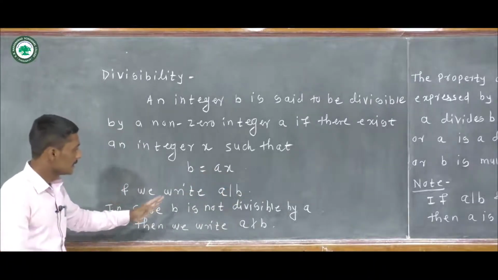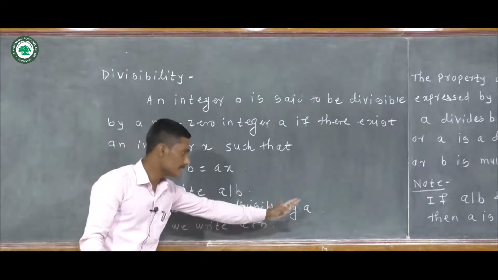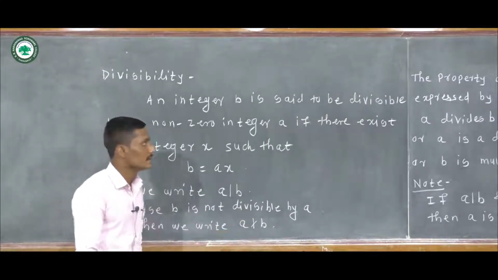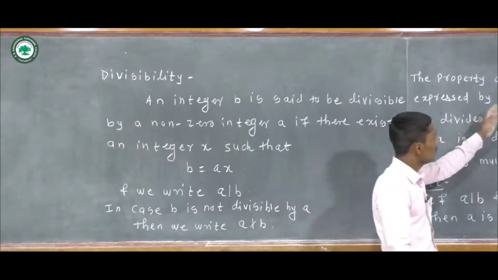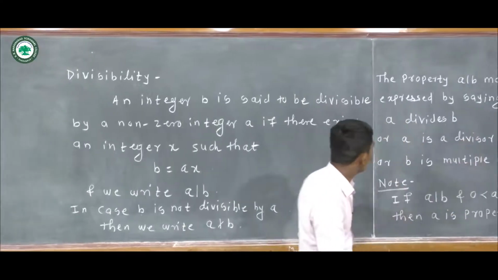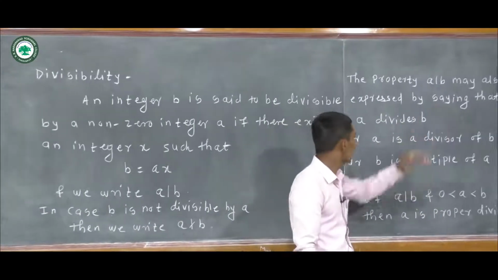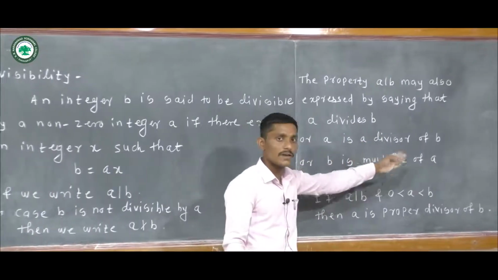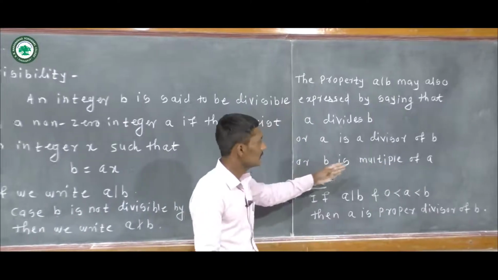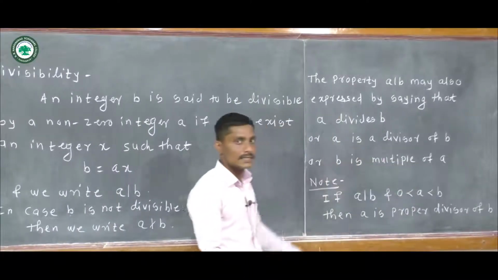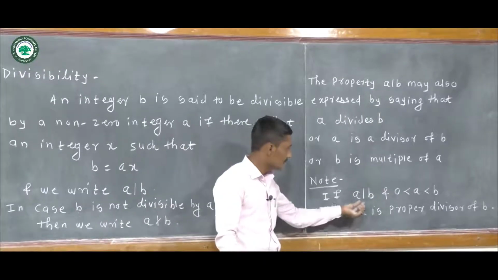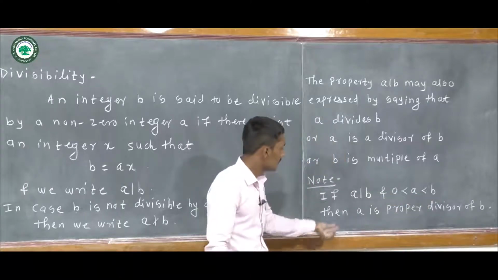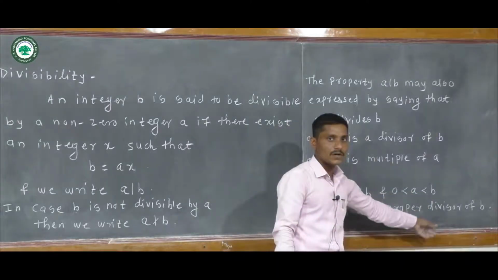In case b is not divisible by an integer a, then we write a does not divide b. The property a divides b may also be expressed by saying that a is a divisor of b, or b is a multiple of a. Here we see some notes: if a divides b and 0 is strictly less than a is strictly less than b, then a is a proper divisor of b.